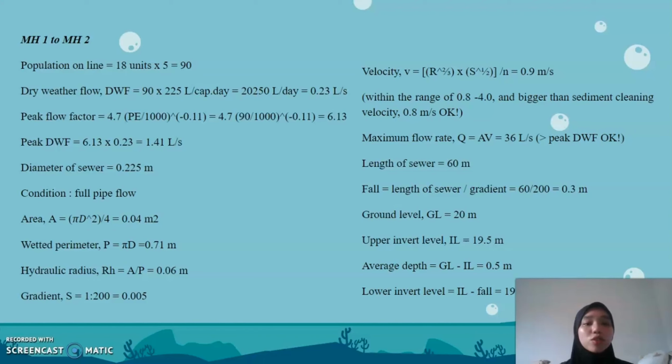Within the range of 0.8 until 4 and bigger than the sediment cleaning velocity, which is 0.8 meters per second, which is okay. So the maximum flow rate Q is 36 liter per second, which is bigger than peak DWF, which is okay.